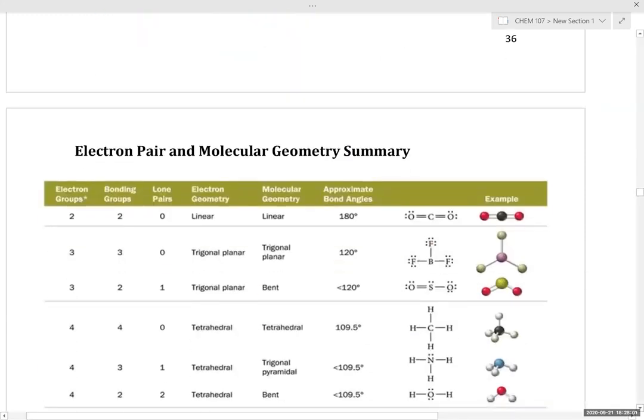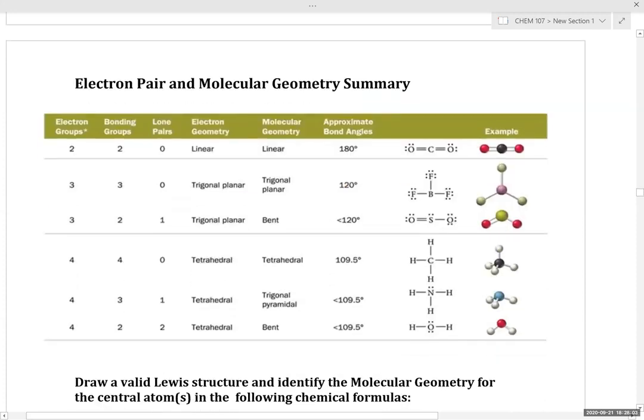Okay, so you will have to memorize this table. You will have to be familiar with this table of electron pair and molecular geometries. So it's only 6 unique geometries that you need to be familiar with, and you will use this time and time again when we get to the organic and biochemistry section. If you can't understand molecular shape, it's going to be really hard to understand how molecules interact.